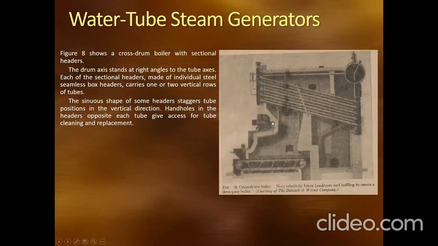Next, figure 8 shows a cross drum boiler with sectional headers. Okay? Right angle siya. Ito yung headers dito. Yung headers naman naka-right angle dyan. The drum axis stands at right angle to the tube axis. Ito yung line mo, tube mo. Each of sectional headers made of individual steel seamless box headers carries one or two vertical rows of the tube. Straight tube din siya, di ba? Ano lang, naghalo-halo lang yung classification.